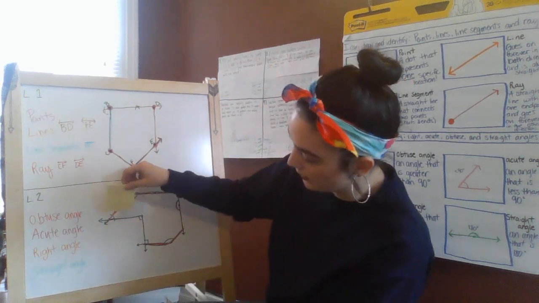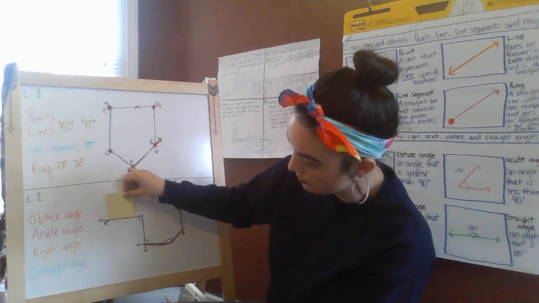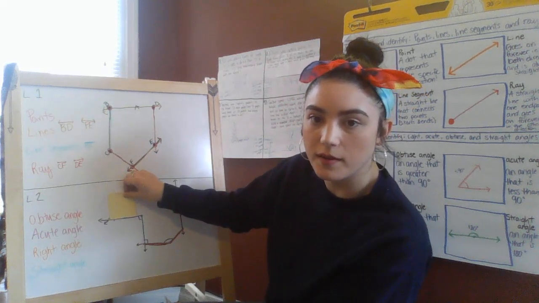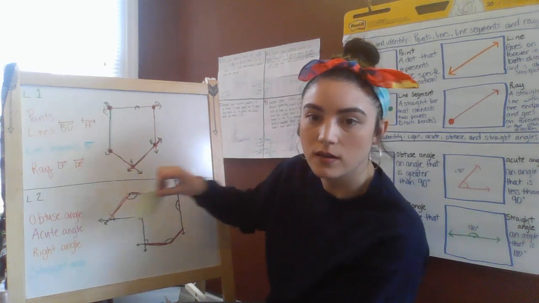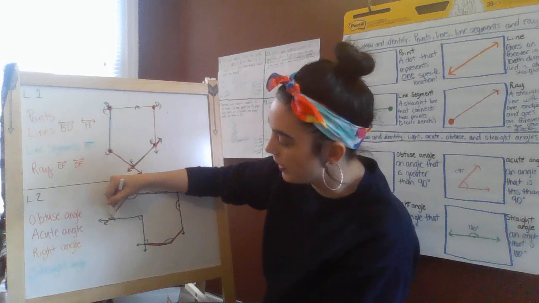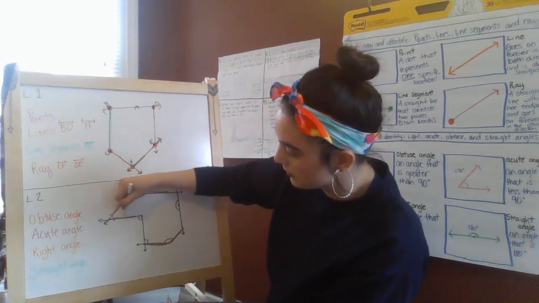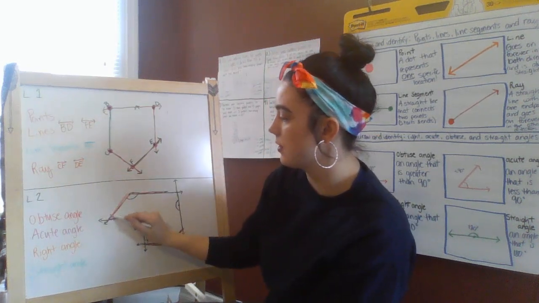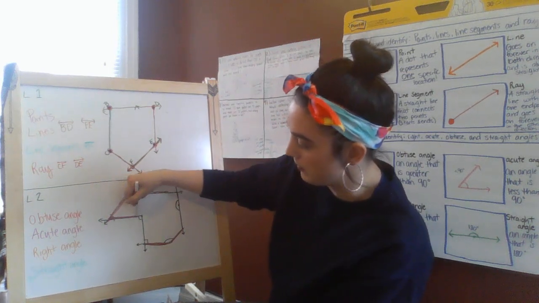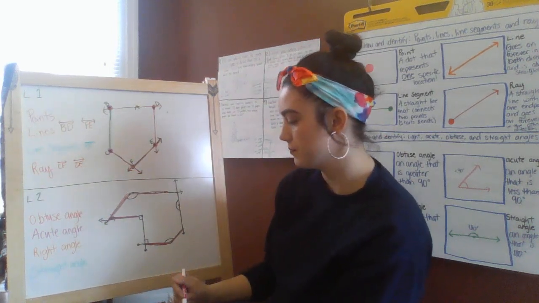Let's see here, if I line it up on this side. Oh, can I see the other angle? Can I see the other line that makes my angle? No, I can't. So that would have to mean that this is an acute angle. So I'm going to color this line and color this line. And right here would be my acute angle.